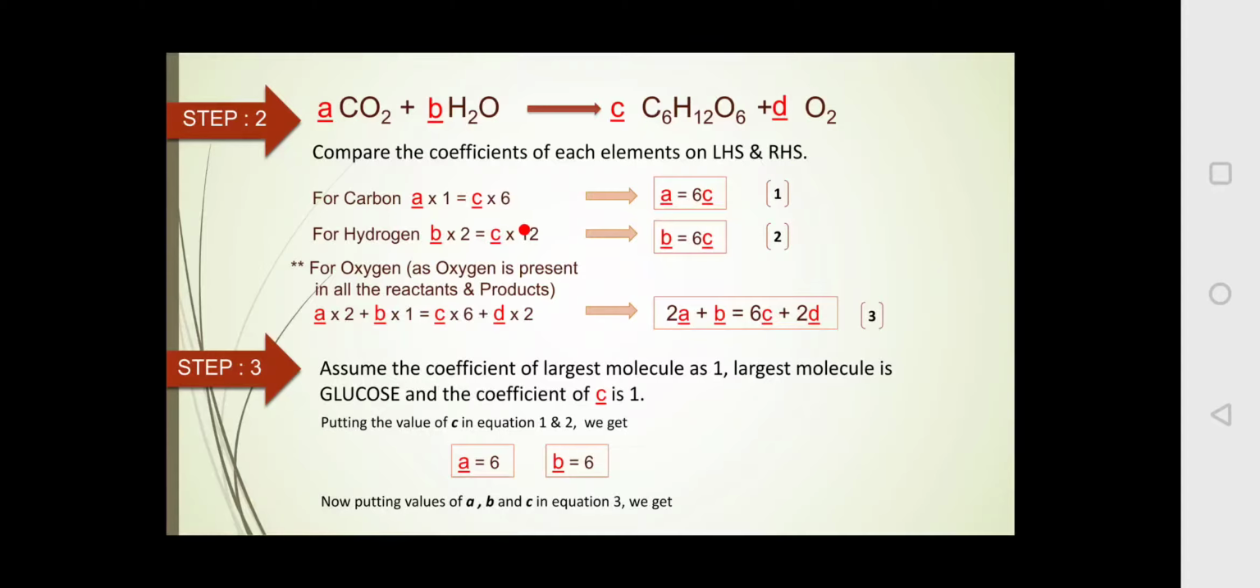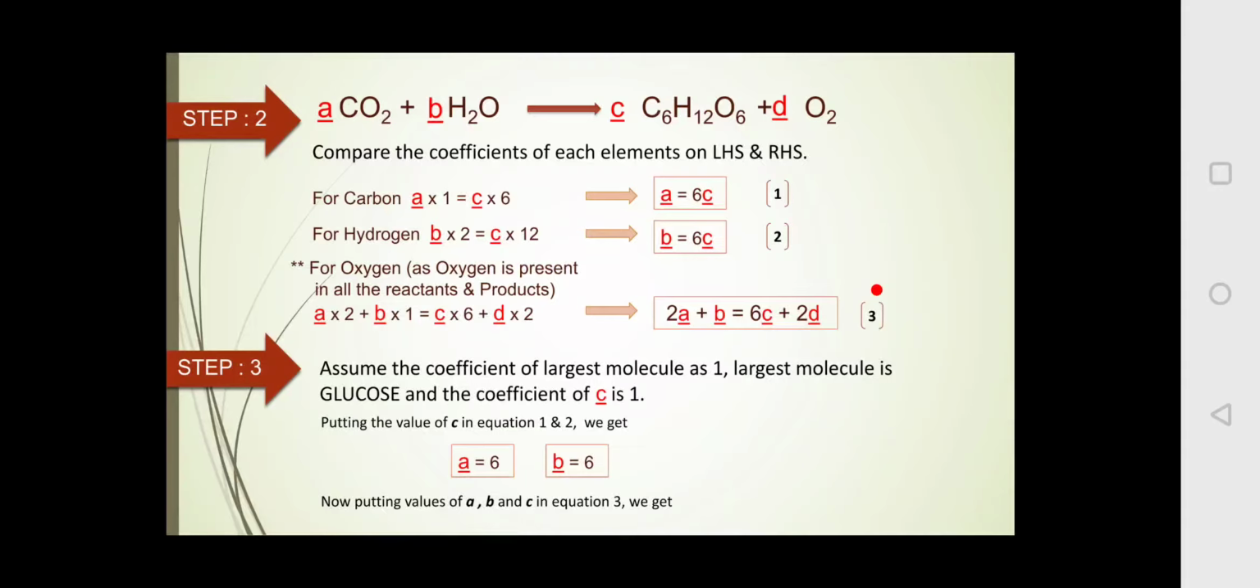Similarly, we go for B. We get the relation B is equal to 6C. Now for oxygen, students, there's a catch. You can see that oxygen is present in all the reactants as well as products. So while writing the equation, you need to be very careful. So for oxygen, we get the final equation, that is 2A plus B is equal to 6C plus 2D. Mark all these equations as 1, 2 and 3.